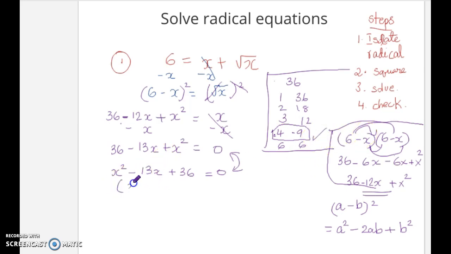So I can factor this as x minus 4 and x minus 9 is equal to 0, which gives me my solutions to be, we know that x minus 4 is 0 only if x is 4.